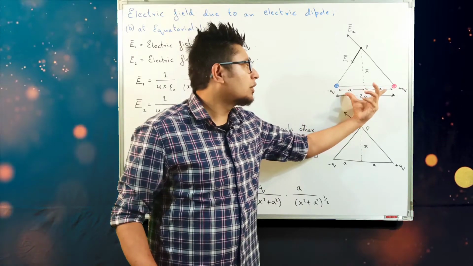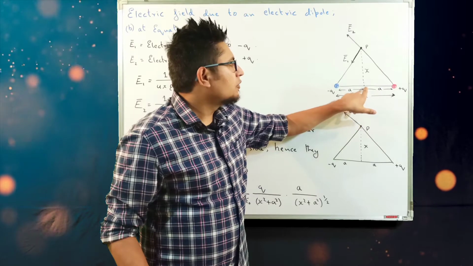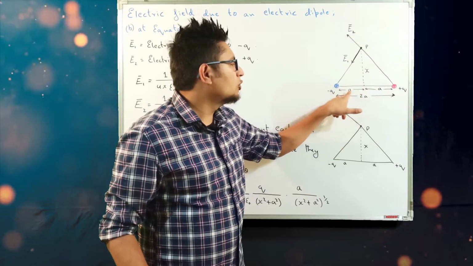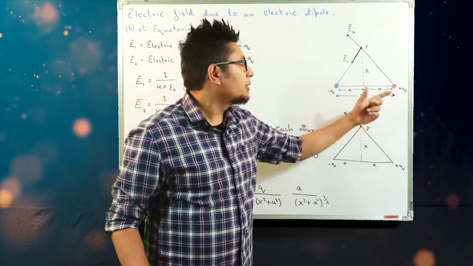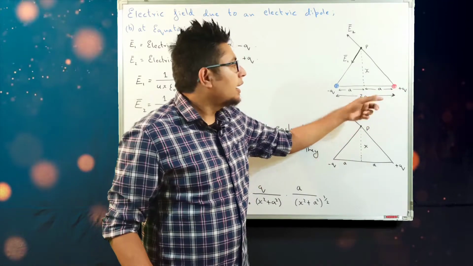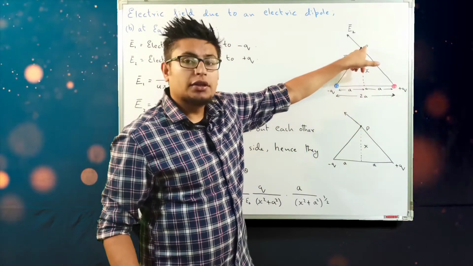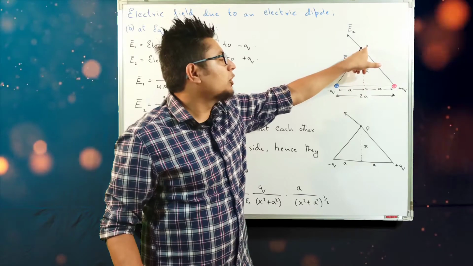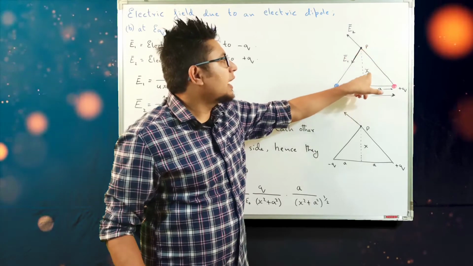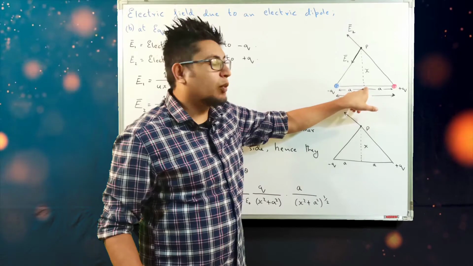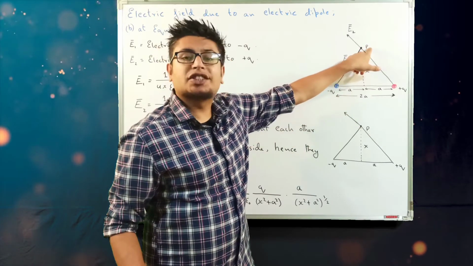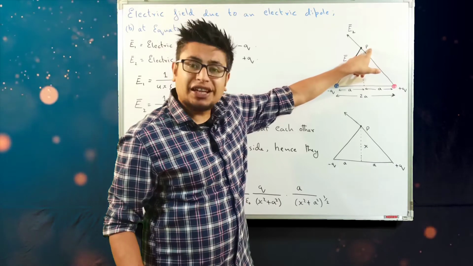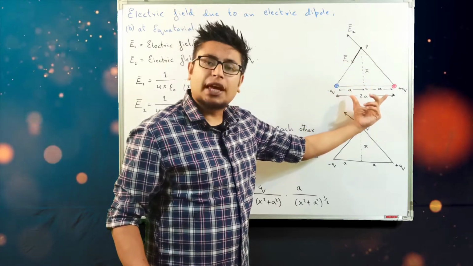between these two charges, where the distance from the midpoint to minus q is a and to plus q is a. Hence it becomes 2a. And I take a point P somewhere here at a distance x from the midpoint, and I name this point P. This is the point where I have to find the electric field due to this dipole.